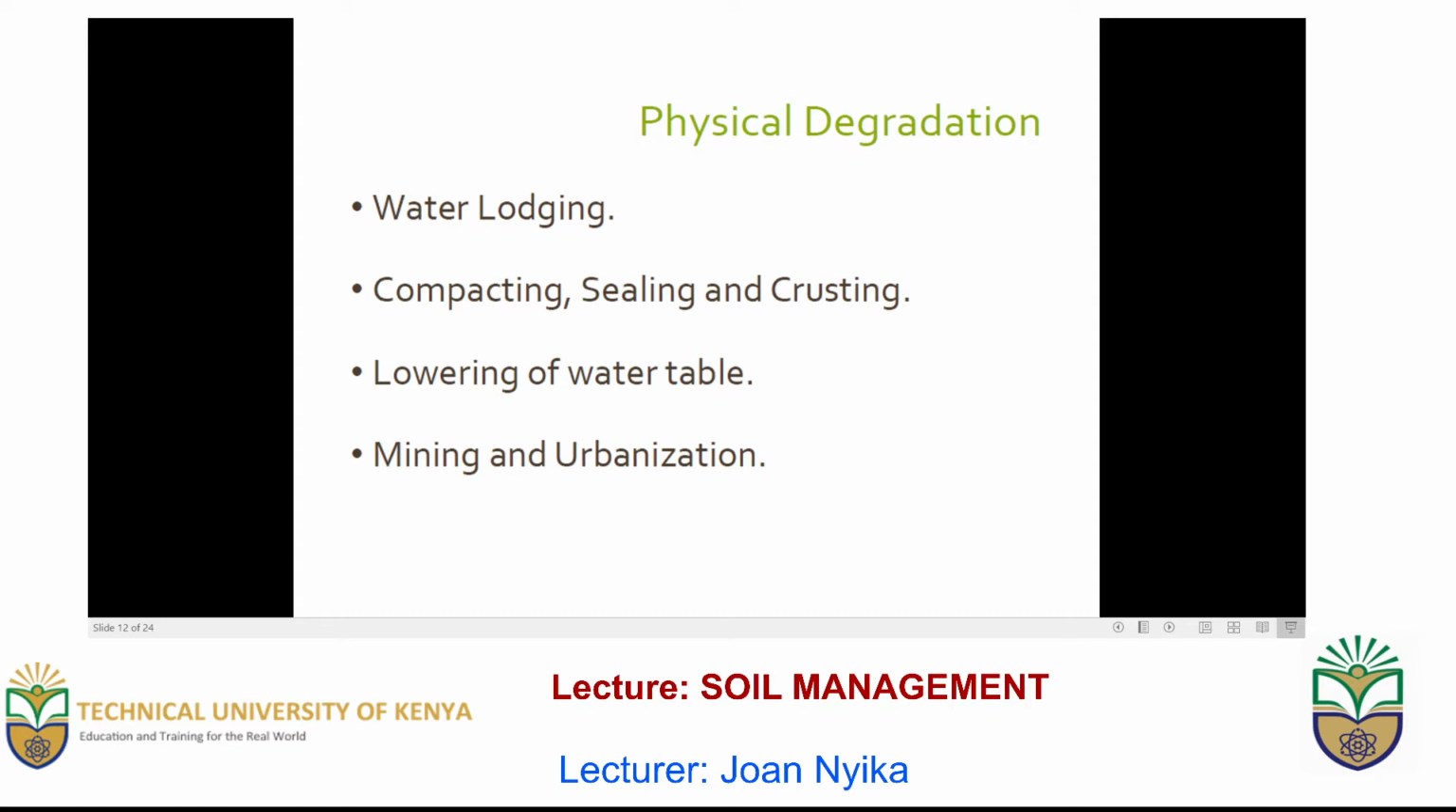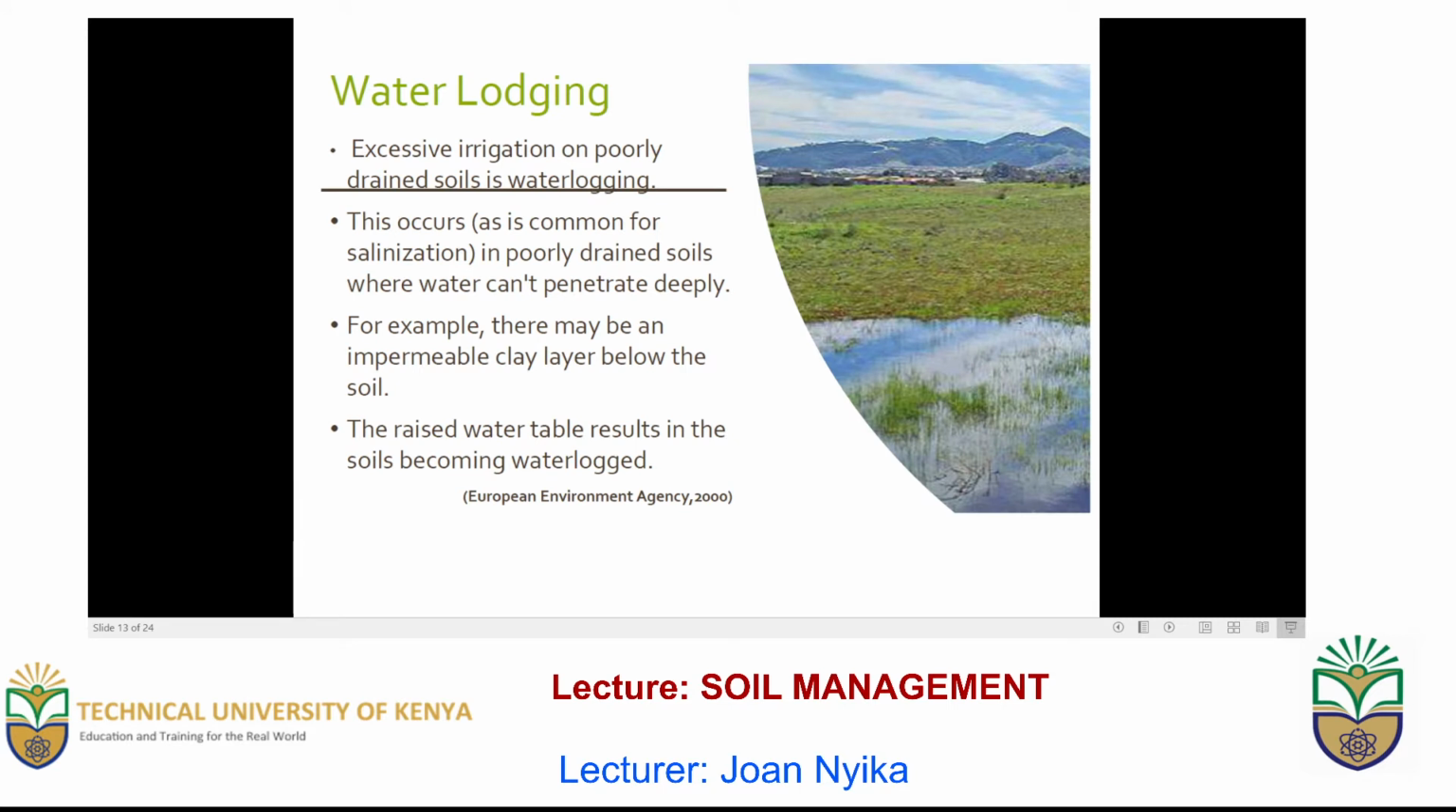There is also what we call physical degradation of soils, and this occurs in four forms. It could be waterlogging, compacting, sealing and crusting, or lowering of the water table, and mining and urbanization. Waterlogging usually occurs when there is excessive irrigation on poorly drained soils. Hence, it results in waterlogging as you can see here.